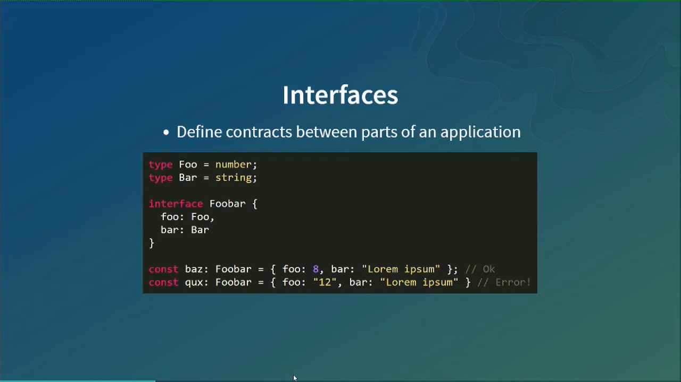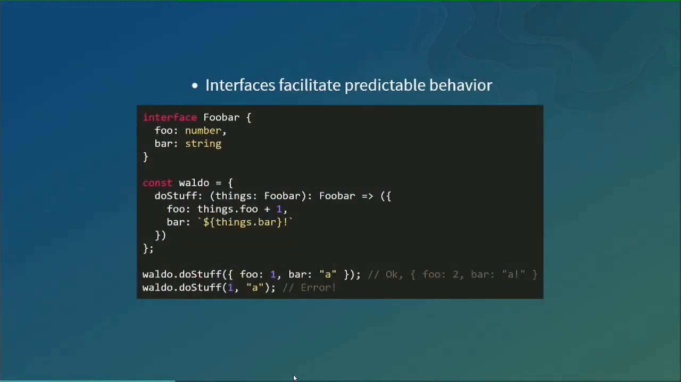When you start using TypeScript, there's lots of yelling involved from the compiler, but you just kind of have to get over that. It's part of the process. Helps us learn. So interfaces facilitate predictable behavior in our applications. And here's an example of this. I have my interface FooBar again, and I'm going to refactor Waldo so that it's easier to understand.